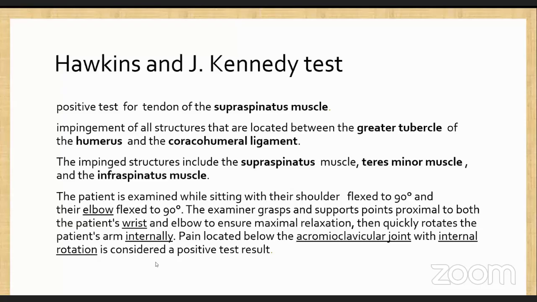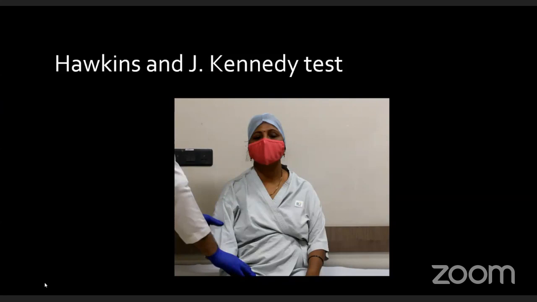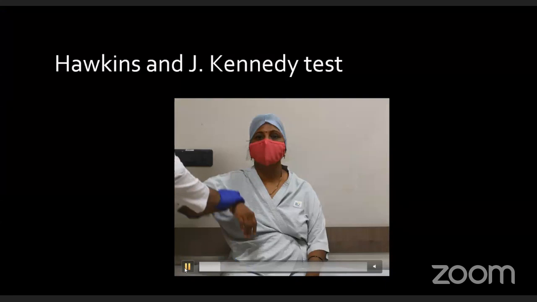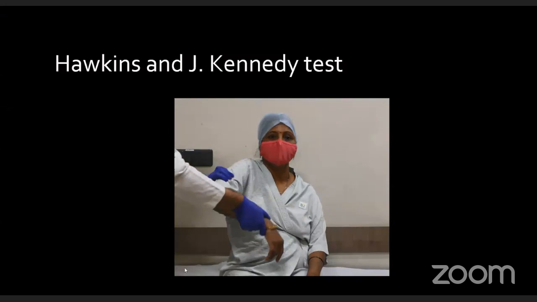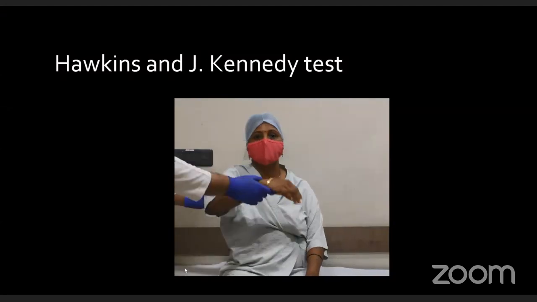Now, Kennedy's test. So let's go into the detail of this test rather than talking about it. This is a very specific and sensitive test. What we are doing is abduction and then supporting the elbow and the wrist and gently turning the arm into internal rotation. This is the area where the greater tuberosity pops up, and this is the area where the impingement test will be most sensitive. This is the test most of the examiners would prefer if they are shoulder surgeons. Other tests are also equally good, but this is the most reproducible test, Hawkins and Kennedy's test.